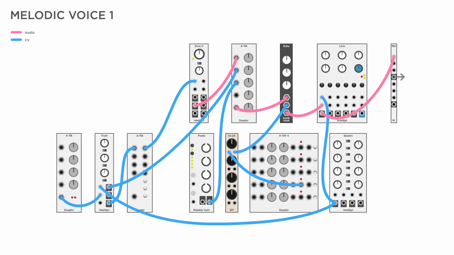To trigger the quantizer and the envelope, I use the Doepfer A-162 clock divider. By picking different divisions, you can independently change the rate with which the envelope or changes in the melody are triggered. So this part of the live patch is a pretty flexible monophonic synth voice that can create its own melodies and can easily be pushed into different territories.